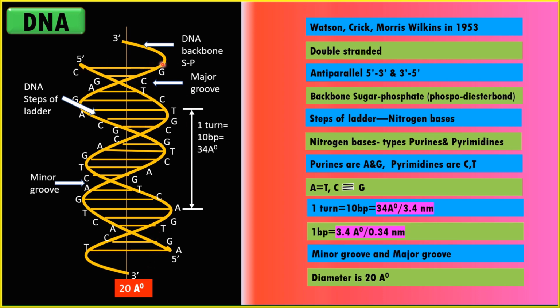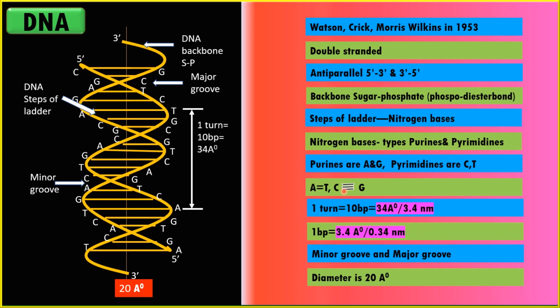The DNA is double stranded and anti-parallel. Why is it called anti-parallel? Because one strand is 5 to 3, the second is 3 to 5. Then the backbone of the DNA is made up of sugar and phosphate, whereas the steps of the ladder are made up of nitrogen bases. Nitrogen bases are of two types, purines and pyrimidines. Purines are adenine and guanine, whereas pyrimidines are cytosine and thymine.